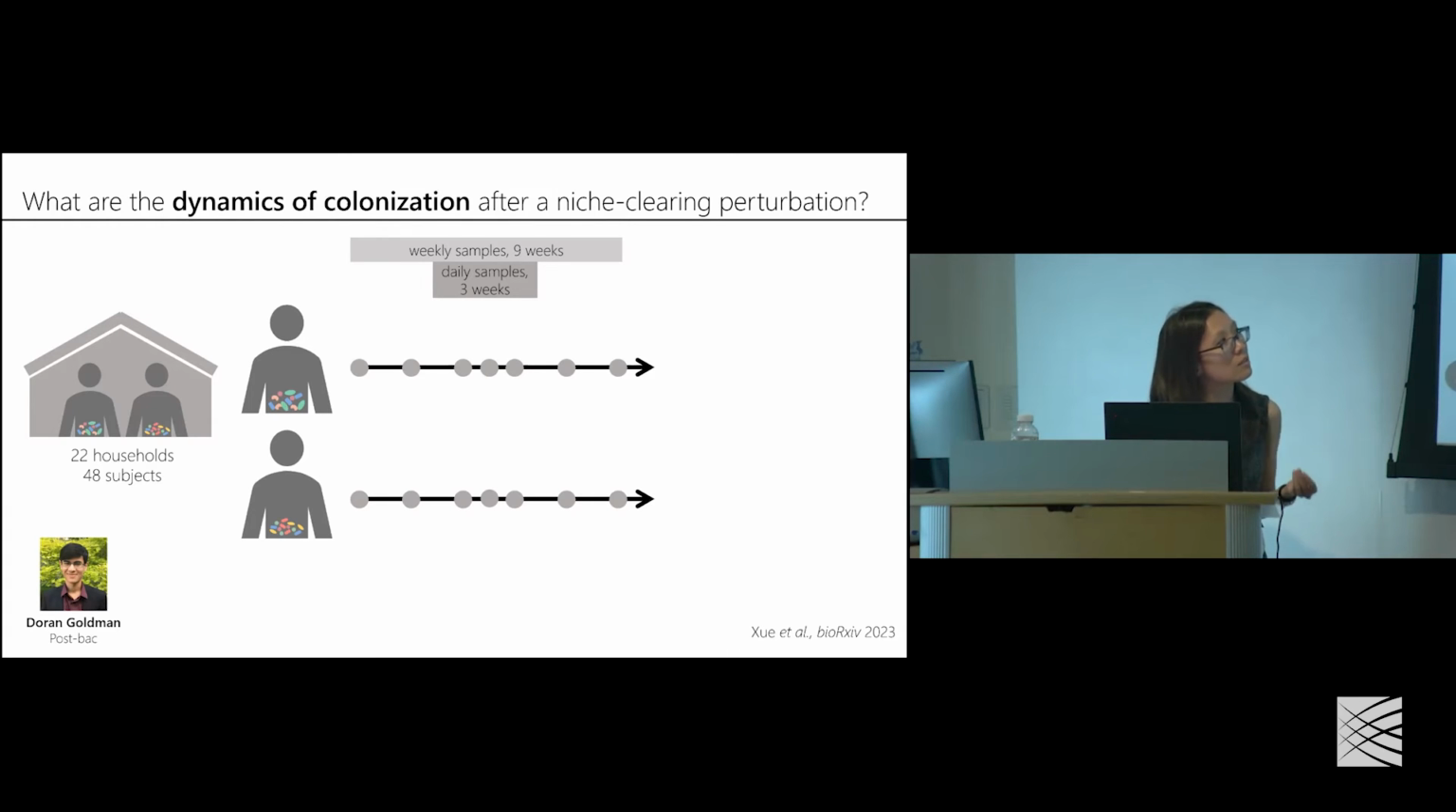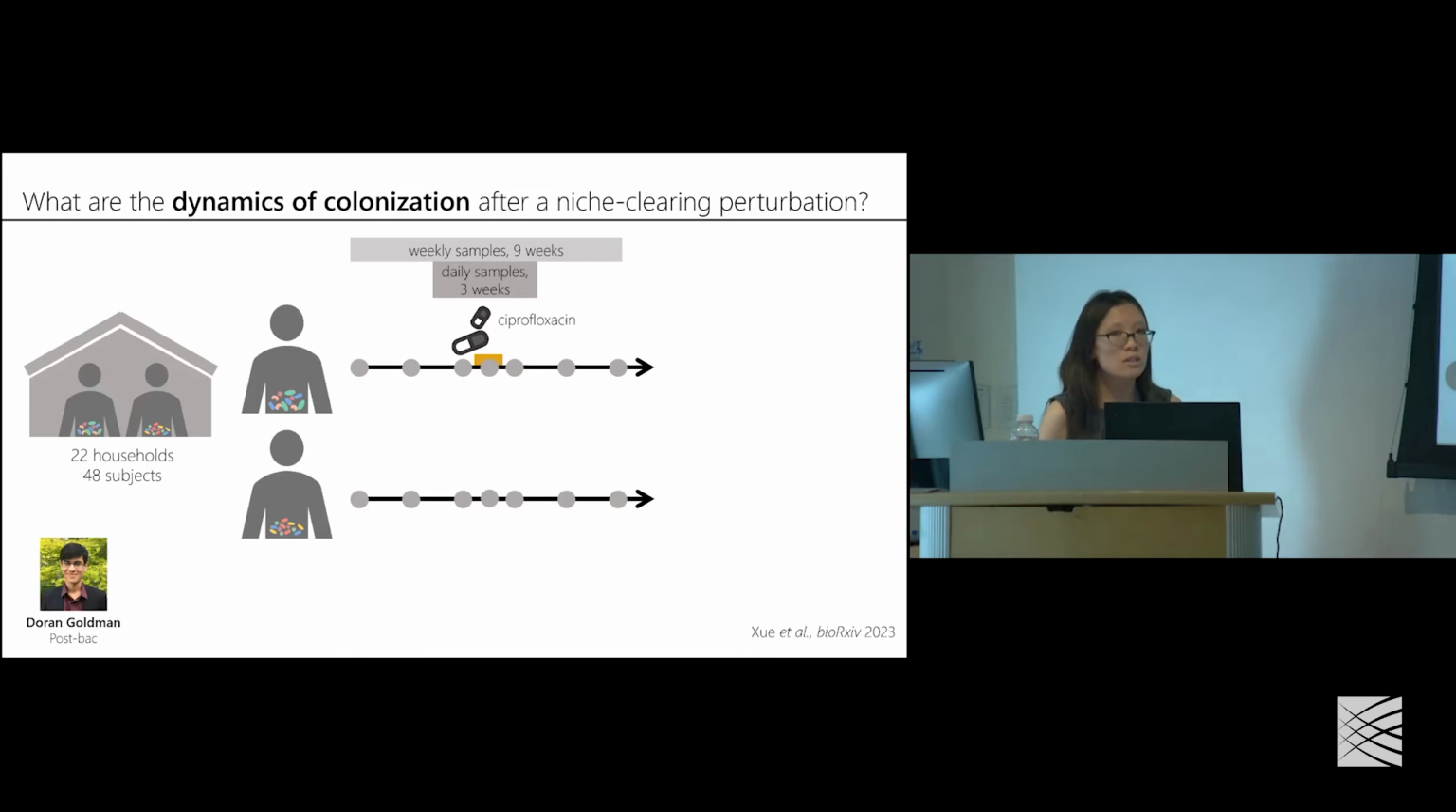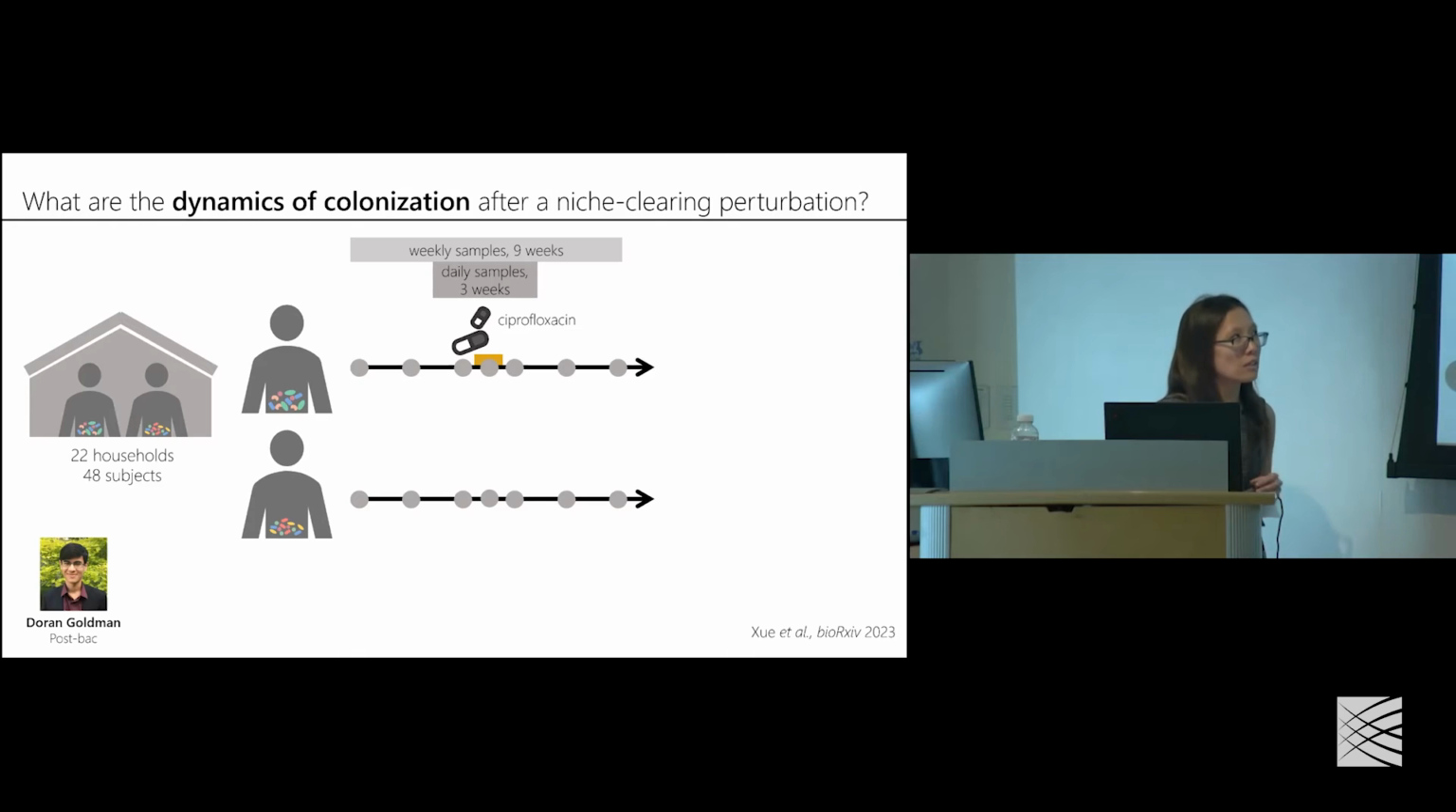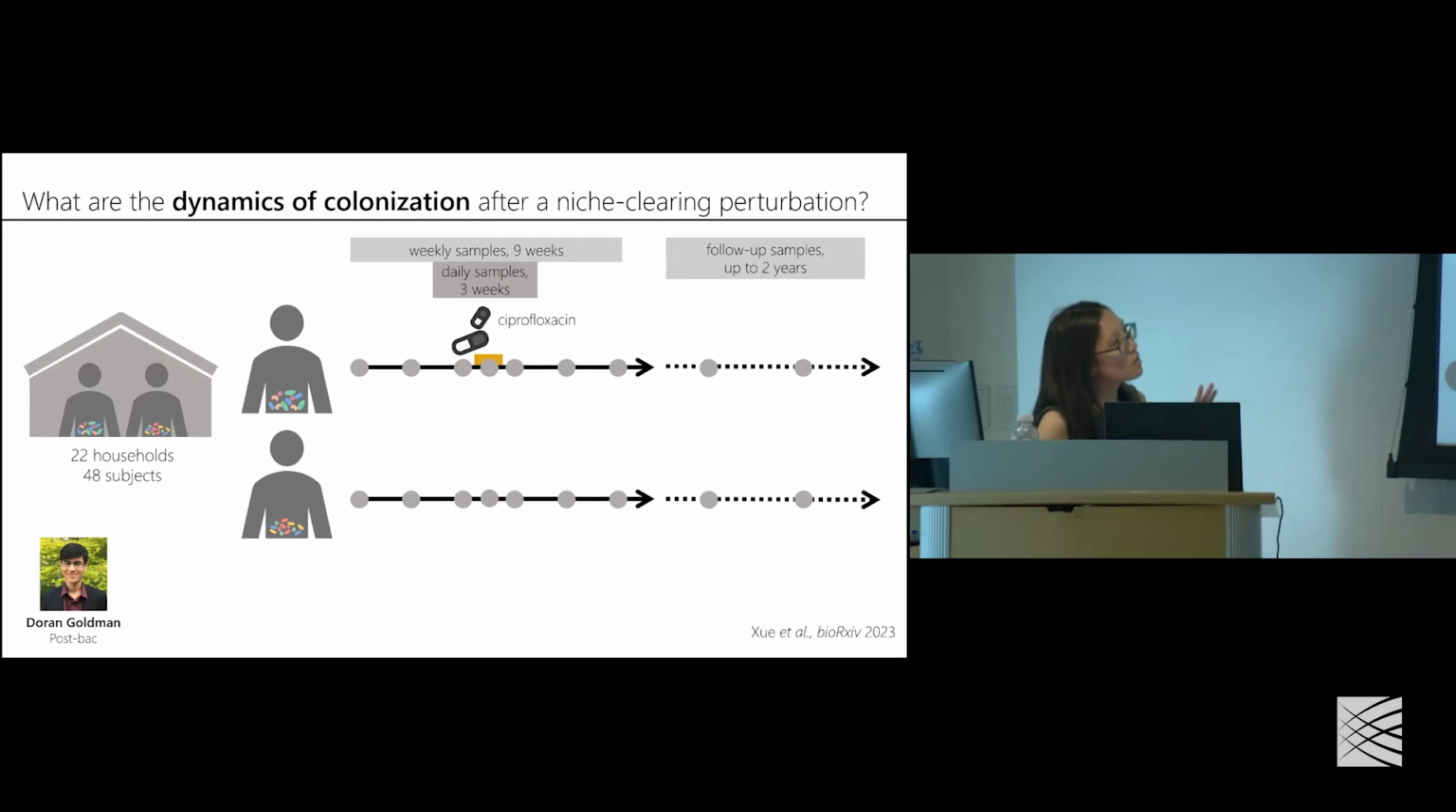The reason for that more frequent daily sampling was that we gave one person in each household a short course of the antibiotic ciprofloxacin. This was purely as a microbiome perturbation, not for any clinical indication. This is a broad spectrum antibiotic, and we gave them the shortest commonly used clinical dose. These subjects also continued to collect follow-up samples for up to 2 years after this initial antibiotic perturbation, which allowed us to evaluate some of the longer-term dynamics of colonization after this perturbation.